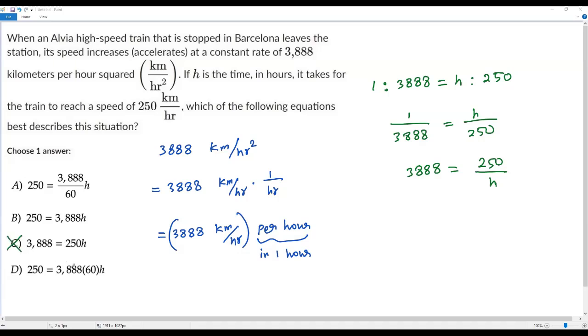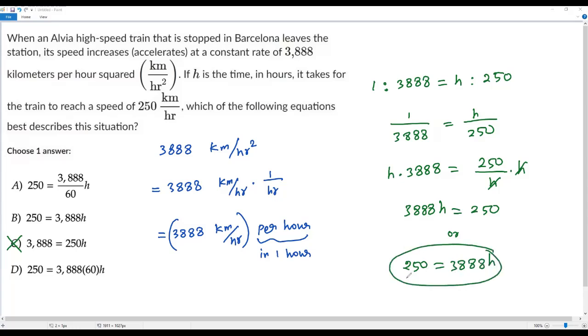Now if I want to check the remaining three options, I have to solve for 250 in this equation. So here we have 250 over h. To solve for 250, I have to multiply both sides by h. So this h and h will cancel out. h times 3,888 can be written as 3,888 h equals 250. Or it can also be written as 250 equals 3,888 times h. Here I have solved for 250 in terms of h.